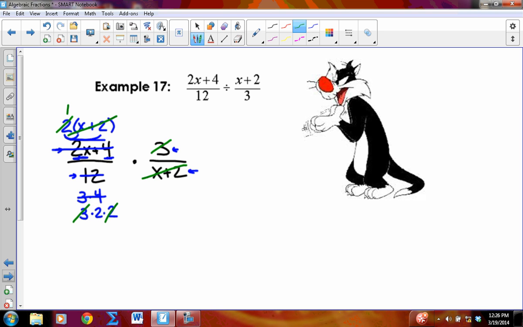2 went into 2 once. 3 went into 3 once. X plus 2 went into x plus 2 once. 1 times 1 times 1. When everything cancels out, it's a 1. Here, I just have a 2 left over.